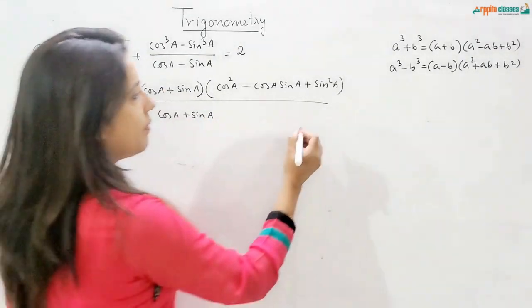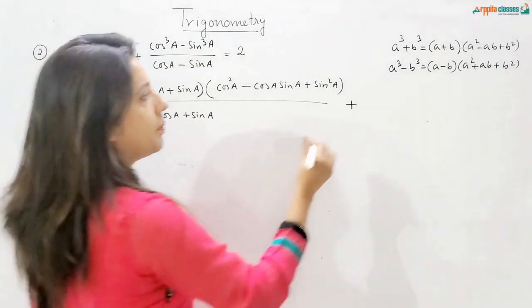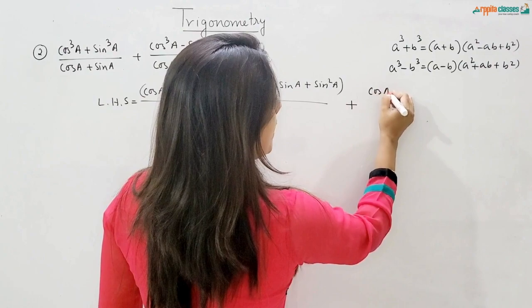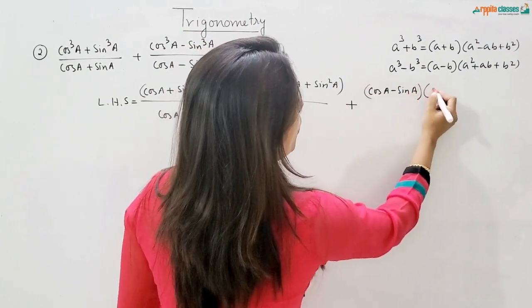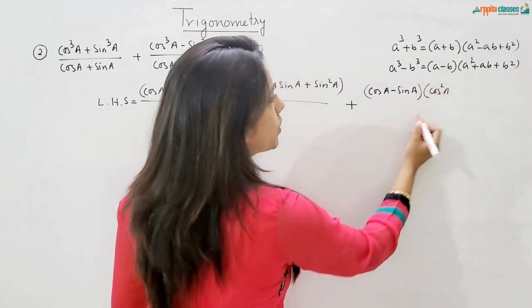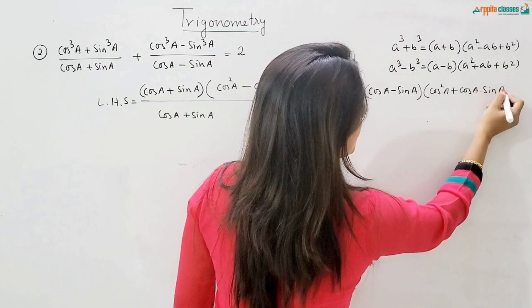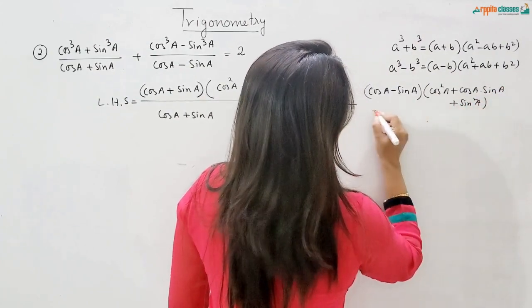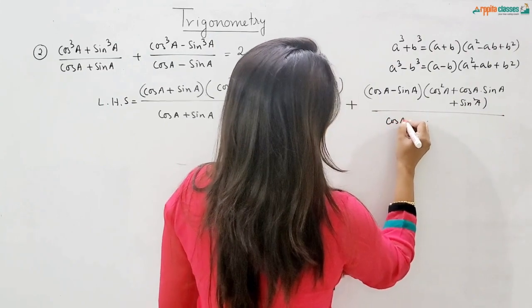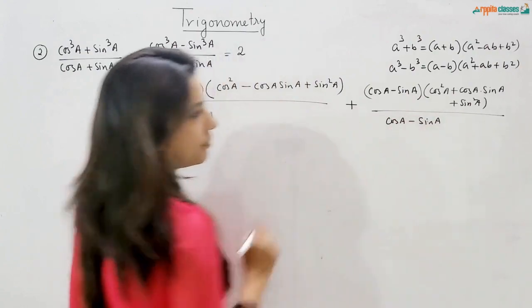In between we have a plus sign, so I am putting a plus sign, and then I have to expand the second term. It will be a cube minus b cube, which is (cos A minus sin A) whole into (a square plus ab plus b square), that is cos square A plus cos A into sin A plus sin square A, divided by I have in the denominator cos A minus sin A.